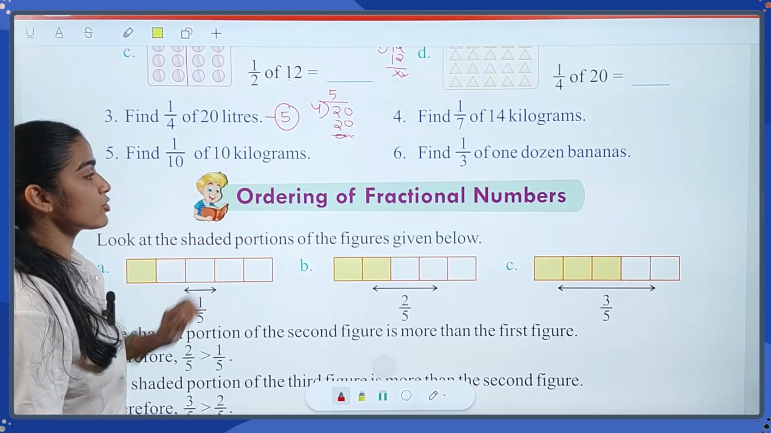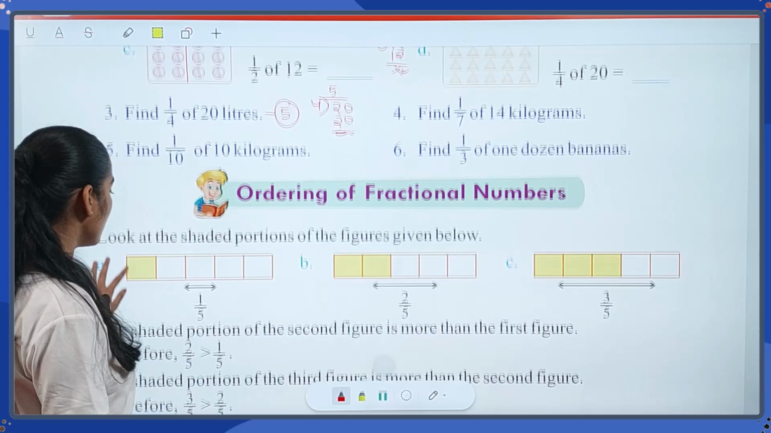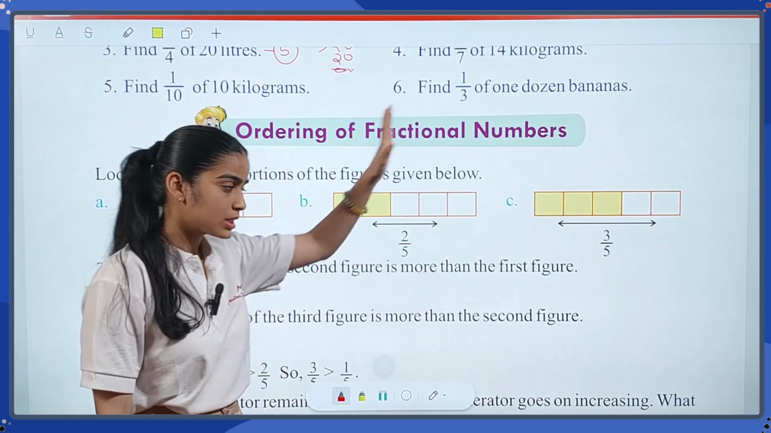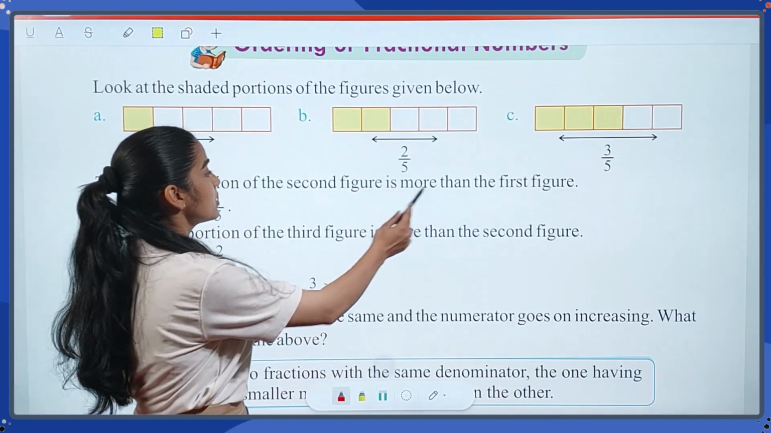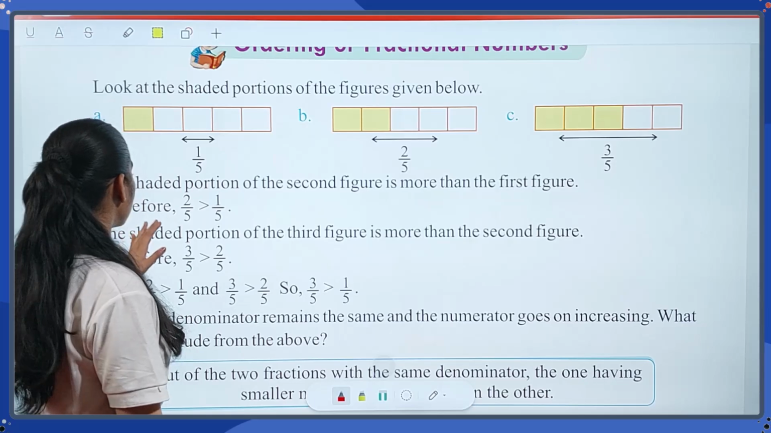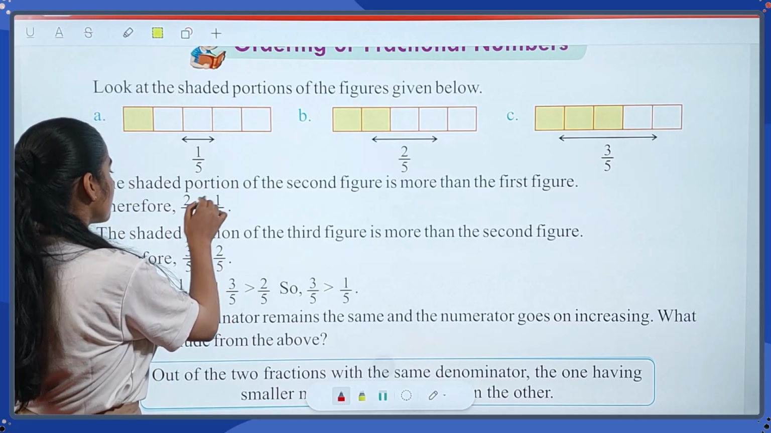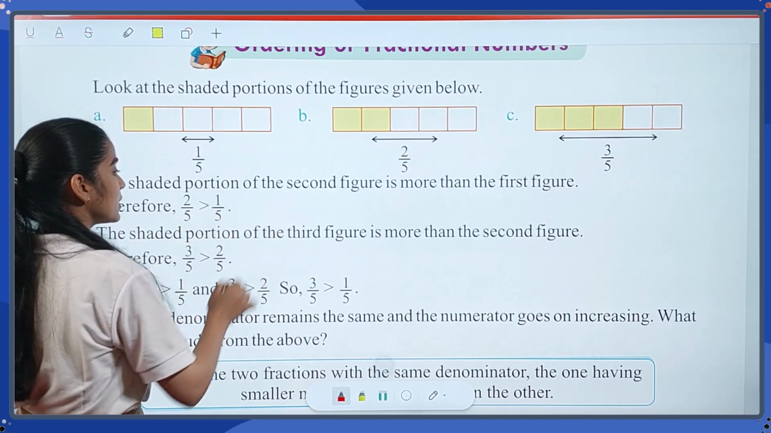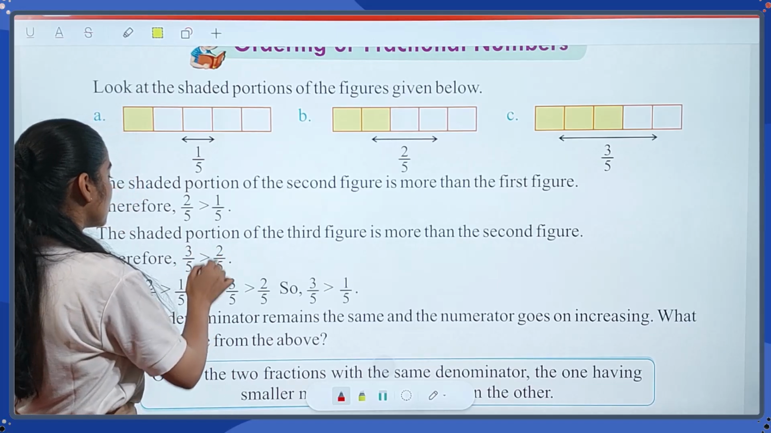Ordering of fractional numbers. Look at the shaded portion of the figure given below. This is 1/5, this is 2/5, and this is 3/5. We already discussed this in our above section. Now the shaded portion of the second figure is more than the first figure. Therefore 2 by 5 is bigger than 1 by 5. The shaded portion of the third figure is more than the second figure, which means 3 by 5 is bigger than 2 by 5.